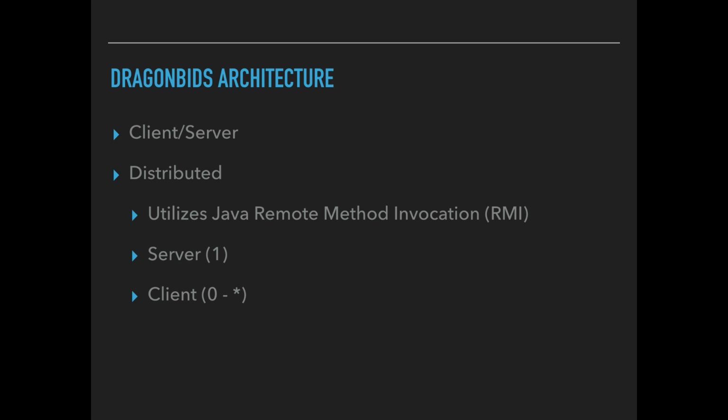DragonBids is an auction application system which utilizes a client and server architecture in a distributed fashion. This allows for native Java applications at both client and server to communicate remotely using the Remote Method Invocation Protocol, or Java RMI. This protocol allows clients and servers to invoke methods on each other remotely using a common interface.